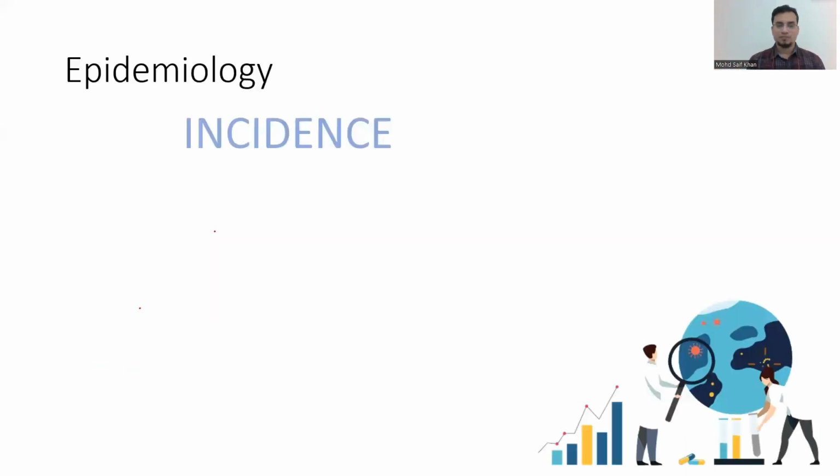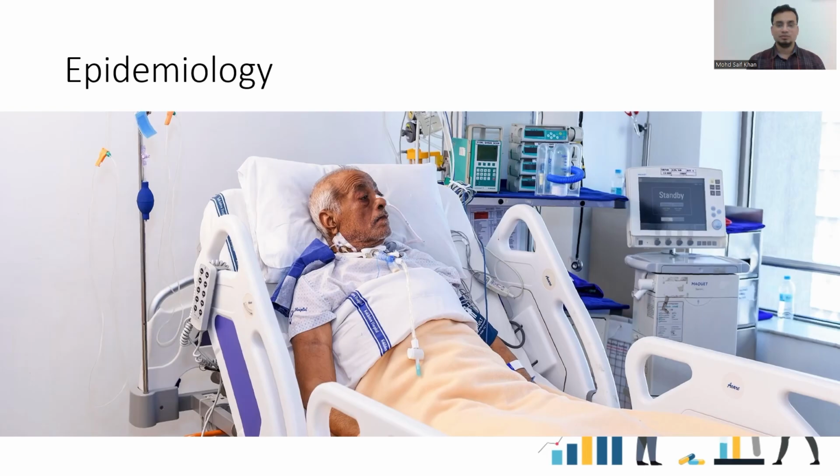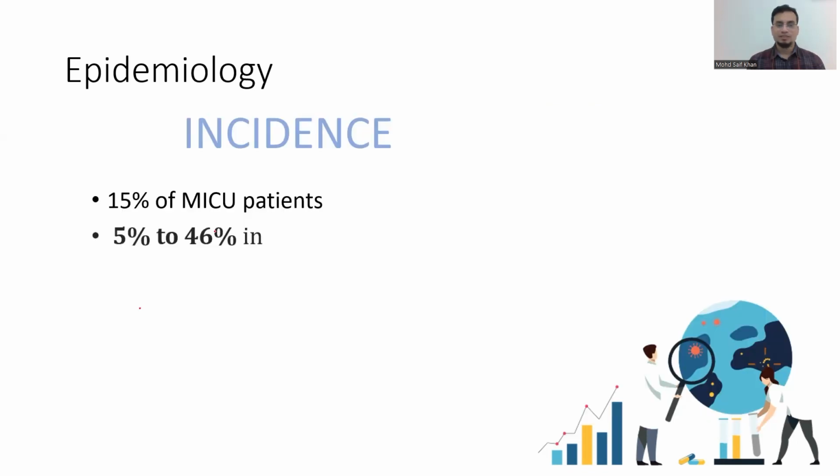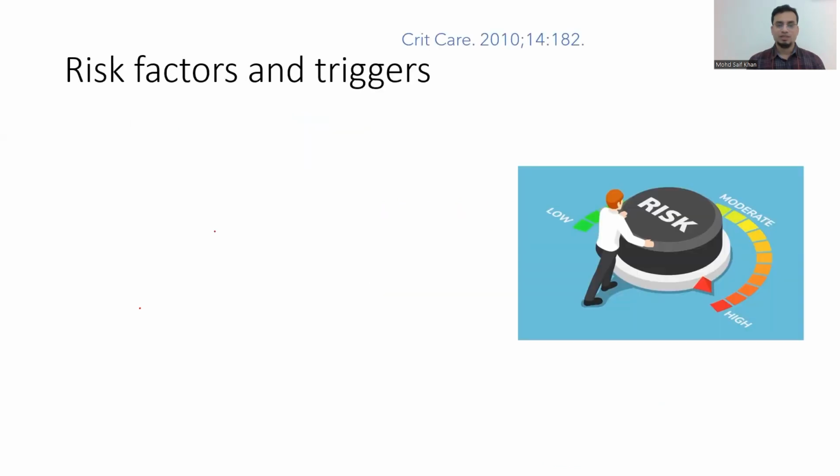So let's start. The incidence of new onset atrial fibrillation in ICU ranges from 5% to 46%, depending upon the type of ICU. Suppose the patient is in a medical ICU, the incidence of atrial fibrillation is 15%. Otherwise, there is variability, as I said, 5% to 46% in other ICUs, depending upon the type of patients. There are various risk factors.